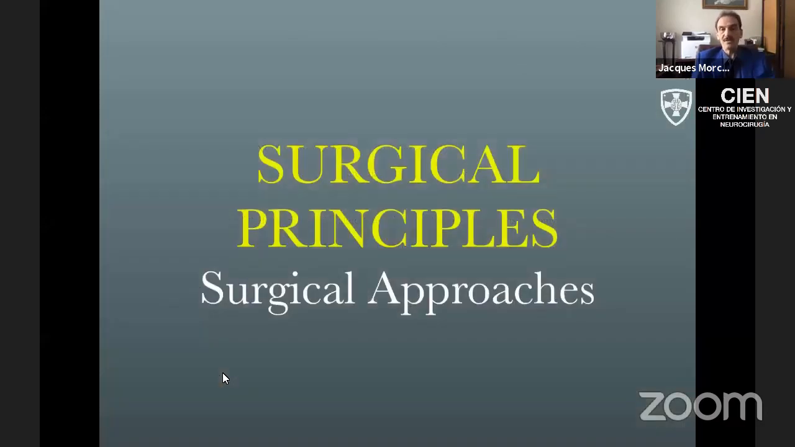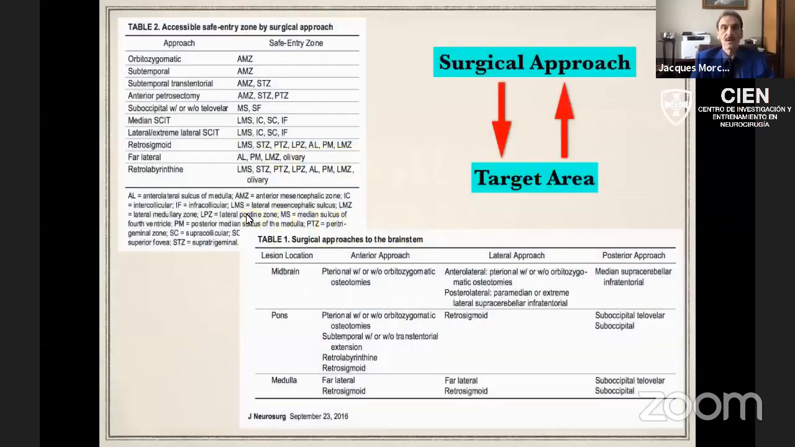So, surgical principles, surgical approaches. You open any paper on brainstem cavernoma, you will see tables like this. They list all the surgical approaches you could use for different entry zones, or you look at it the other way. What is your target? Midbrain, pons, medulla, and then what surgical approaches you can do.